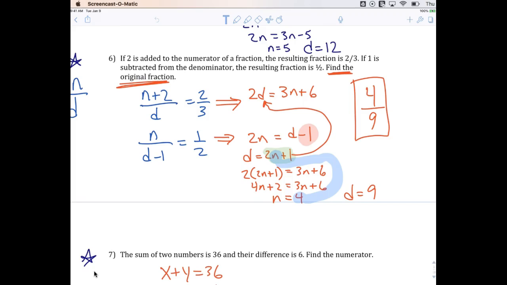And it says, what was the original fraction? So the original fraction would have been what? 4/9. Yes, good. What does n equal? n equals 4. So D, all right, I got it right, good. Anybody else? All right, so now let's scroll up and see how you did on the next problem.